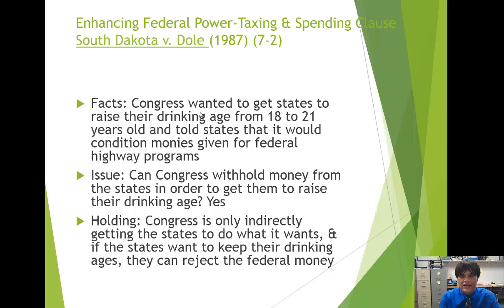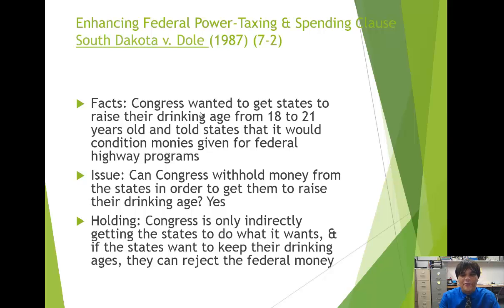It's not being coercive. It's not knocking on their doorsteps telling them to do it now. They're just playing a little political game, a little hardball. If states want to keep their drinking ages, they can. They can reject the federal money. They just won't get any more federal money, which was very difficult for states to maintain roads if they're not getting money to do so.